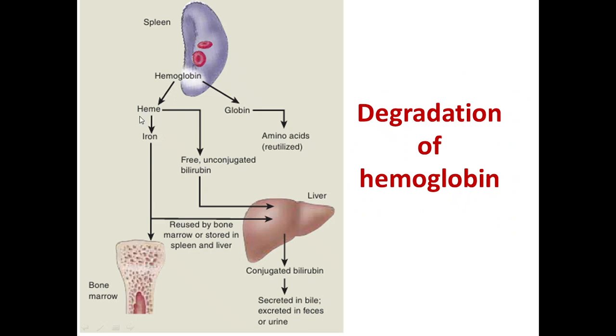The breakdown of hemoglobin takes place in the spleen. The heme molecule, which is released from erythrocytes, is converted inside macrophages into indirect bilirubin. Then this indirect bilirubin is released from macrophages into peripheral blood and transported to the liver.